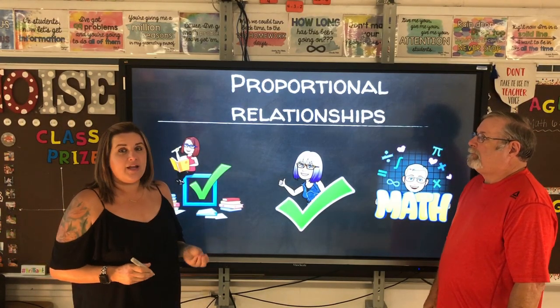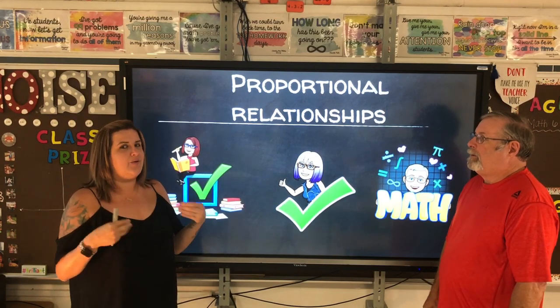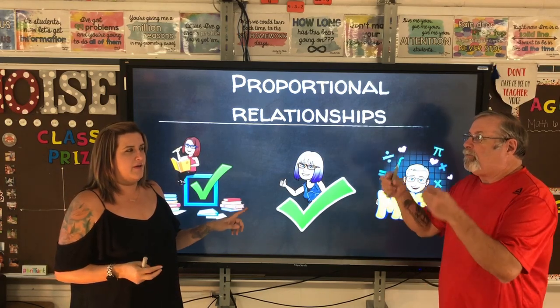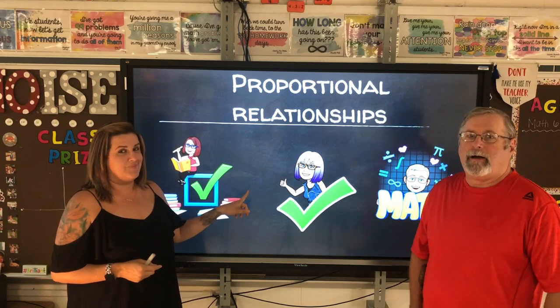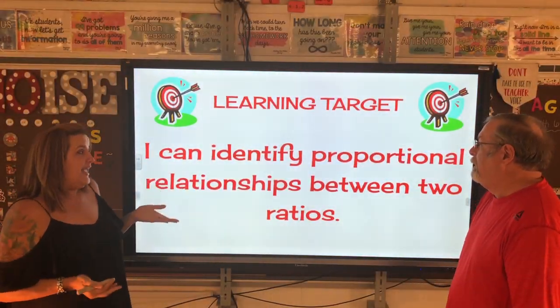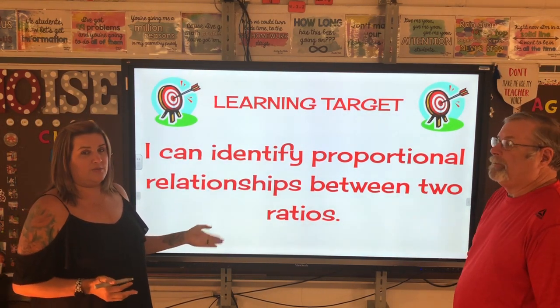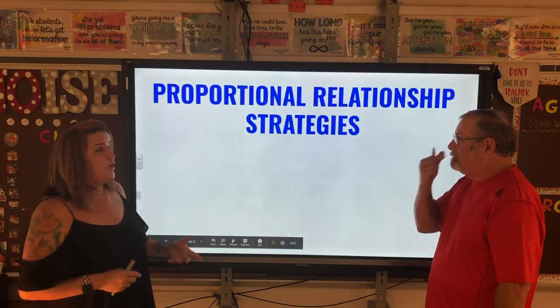Today we're going to talk about proportional relationships, really the different strategies we can use to figure out if two ratios are equivalent, which means they are proportional. The only thing we're trying to figure out is, if we have two ratios, are they equal to each other? Our learning target: I can identify proportional relationships between two or more ratios. Sometimes there's more than two, if you're looking at a table.